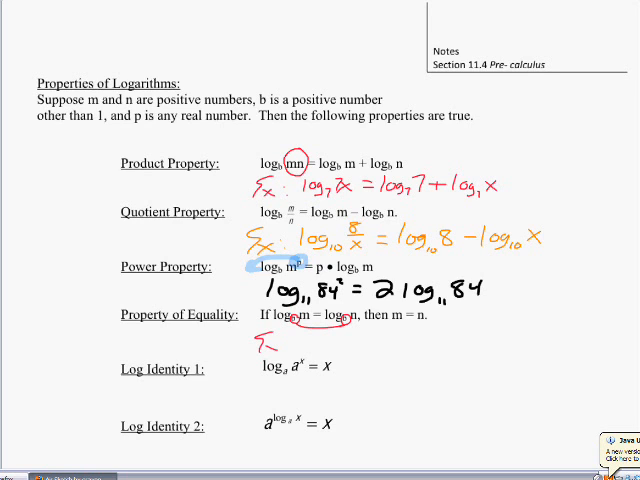Example. Say that we have log base e of 24, and that's equal to log base e of 2x. According to the property of equality, we can conclude from that that 24 equals 2x, which therefore means x is going to be 12 if you were going to solve the equation.